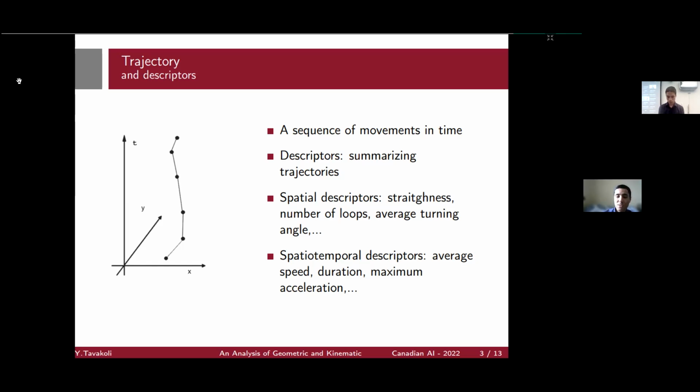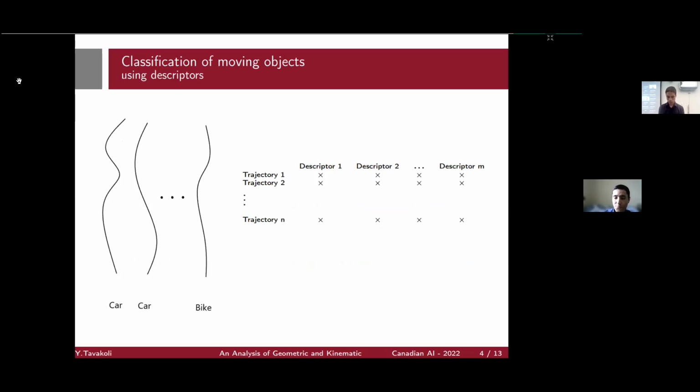Now, suppose we have n trajectories belonging to either cars or buses. So the response value here is either car or bus. Now with n such instances, along with n predictors, we will end up with the familiar data frame for a classification task.